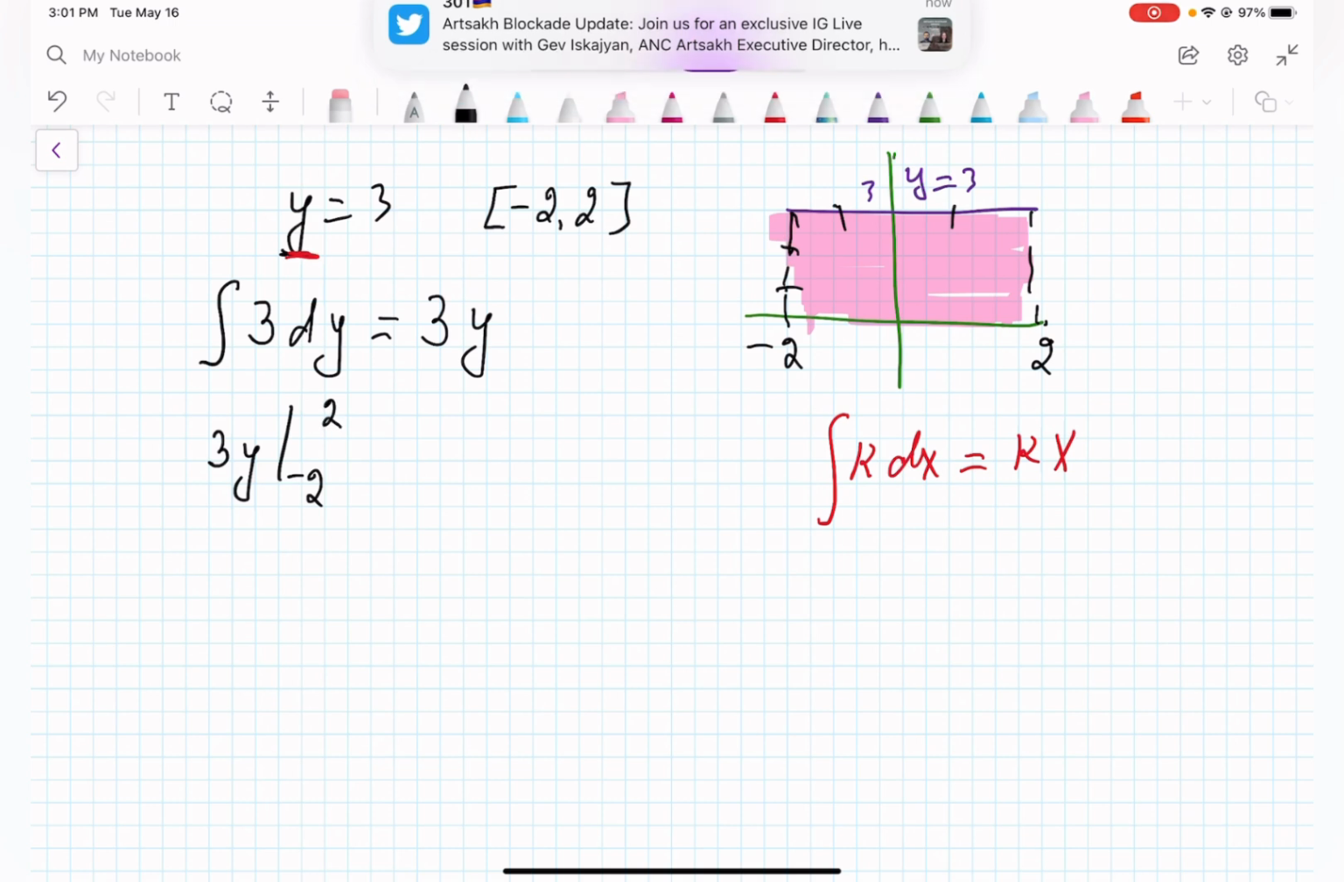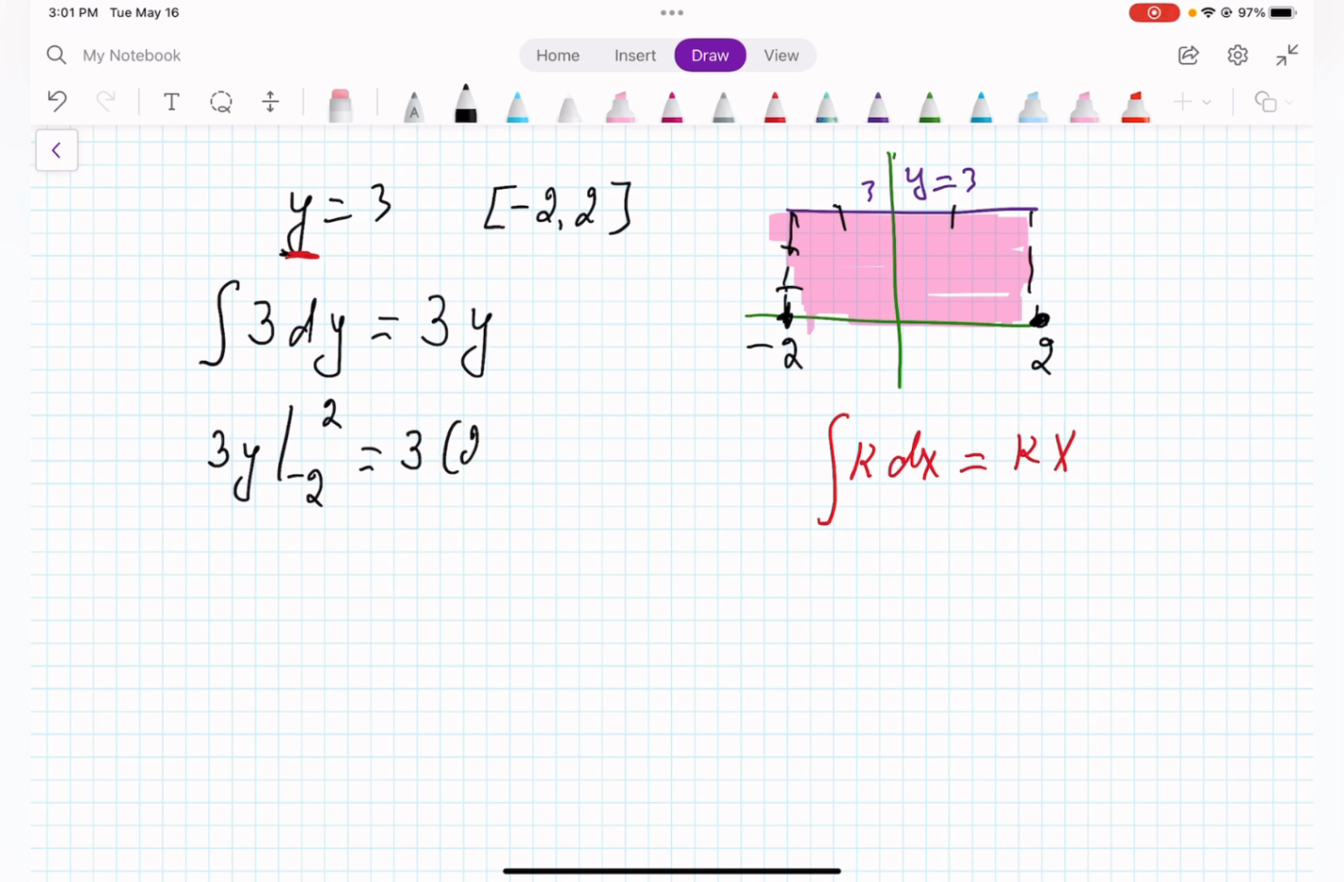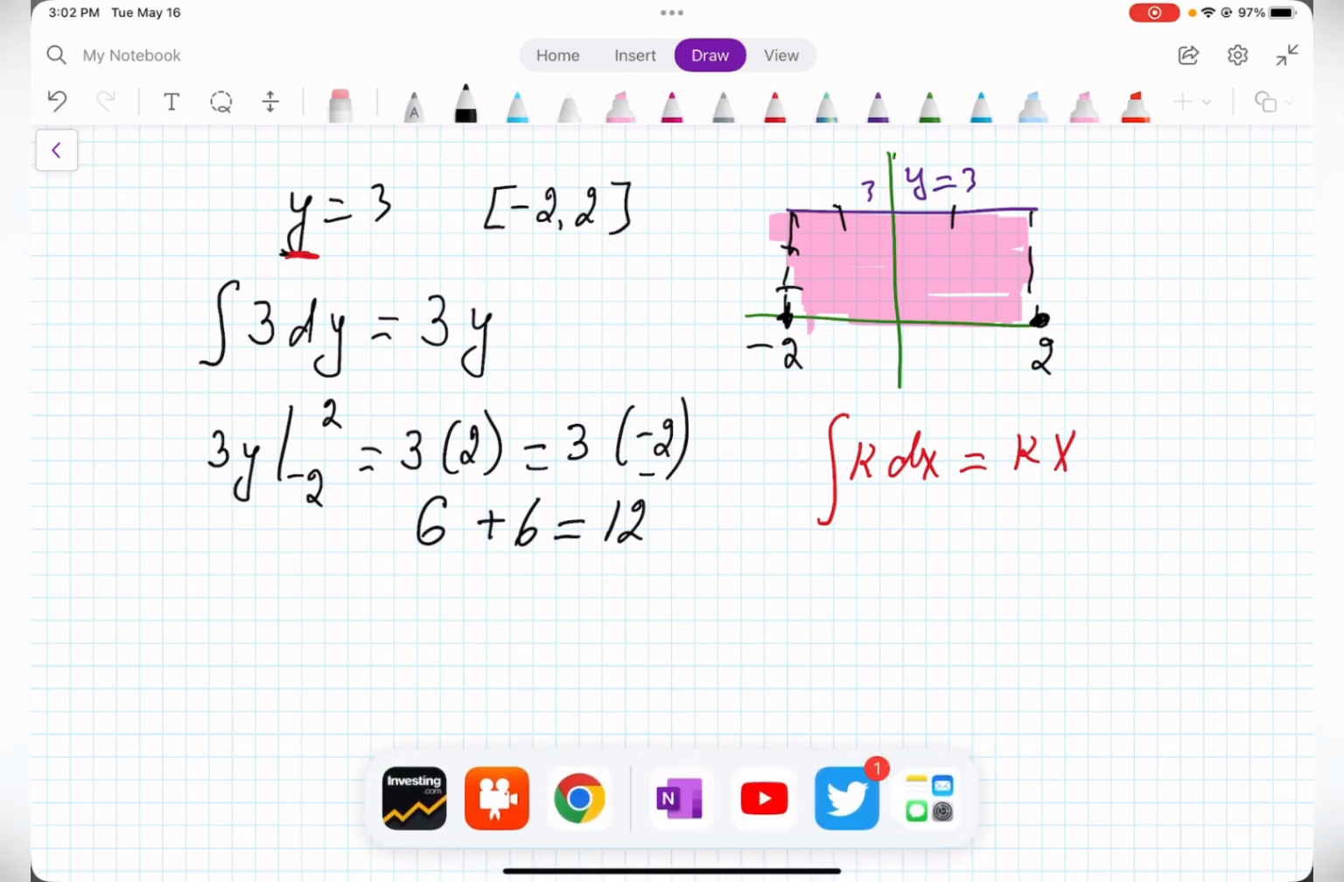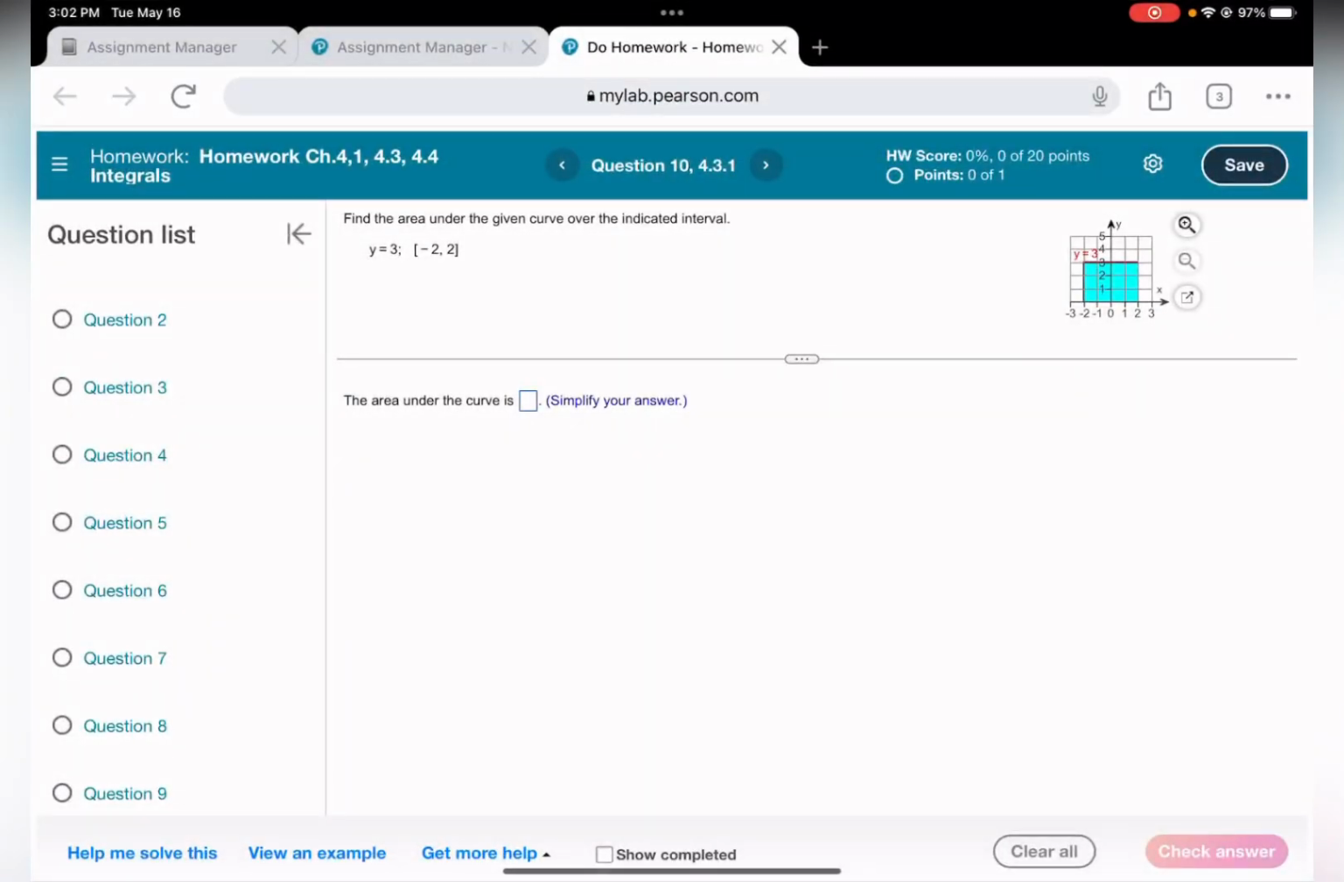Okay, so which means y I'm going to replace with 2. So I'm using from this limit on the graph till this limit, right? So 3 times 2 minus 3 times negative 2. And we are getting 6. We have negative, negative, so it's going to be plus 6, and we get positive 12. Let's plug in the answer, and we check.